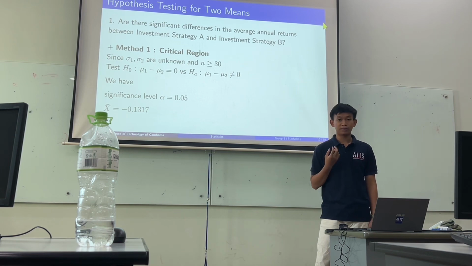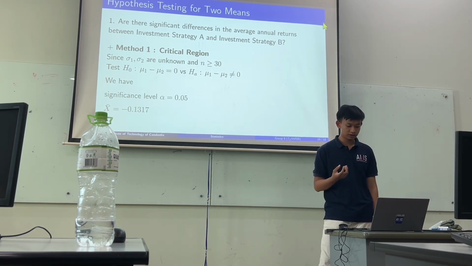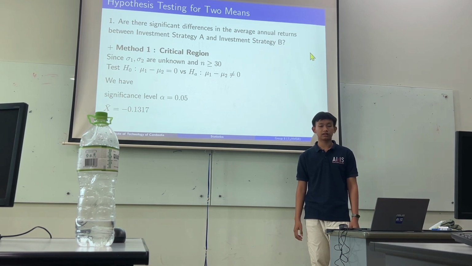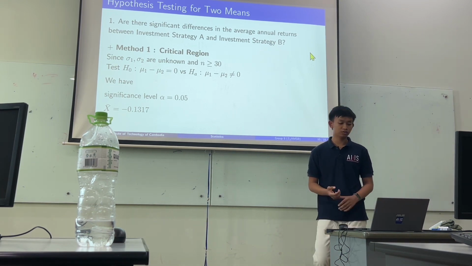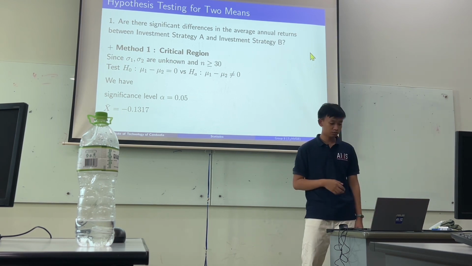So in this hypothesis testing, we will be using two methods. The first one is to use the critical region, and the other one is the confidence interval. So our null hypothesis is that mu1 is equal to mu2, and the alternative hypothesis is that mu1 differs from mu2.